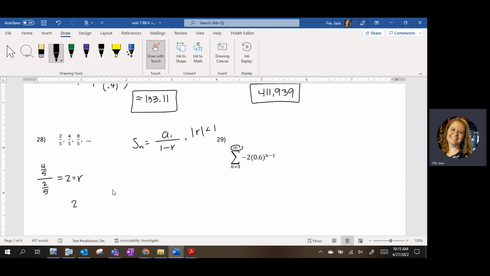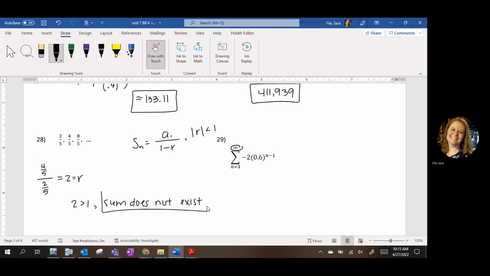2 is definitely not less than 1. It is greater than 1. So in this case, the sum does not exist. And the reason is because the absolute value of r is greater than 1. So we cannot find the infinite sum because these numbers just keep getting bigger and bigger and bigger. It's times 2, times 2, times 2. This is divergent. It goes to infinity. No limit. Okay, that's why the sum does not exist.